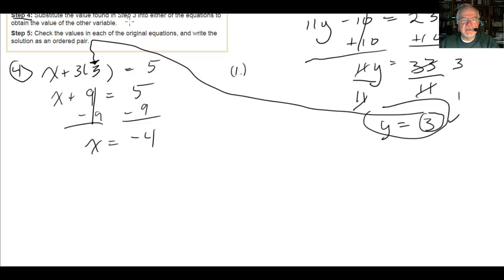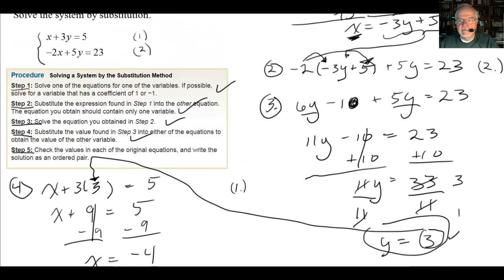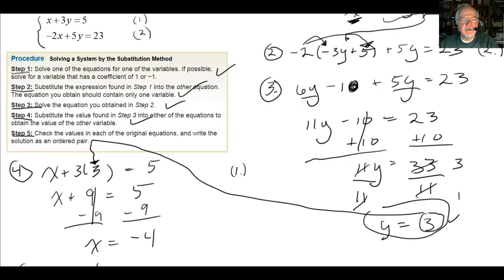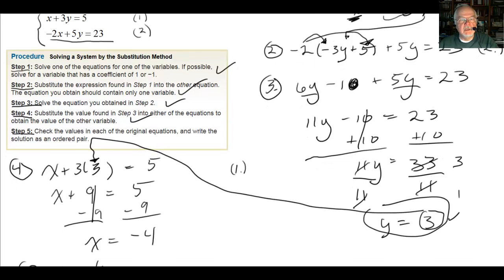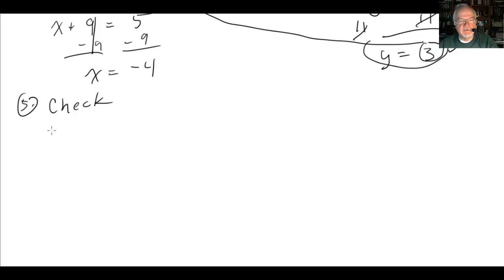All right, so we solved for the other variable. So are we done? No! Even the author says you really should check your values. I like this author. Good idea. So let's check our values. Number 5, check. So we've got to rewrite our equations. Equation number 1 is x plus 3y equals 5.